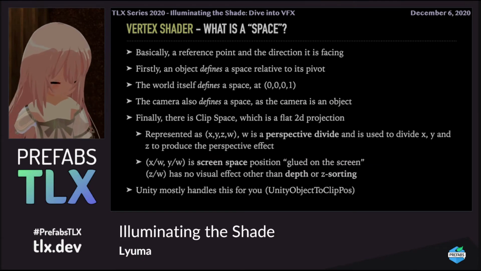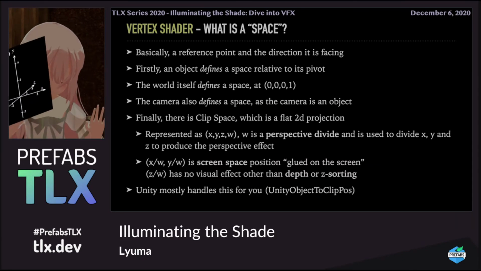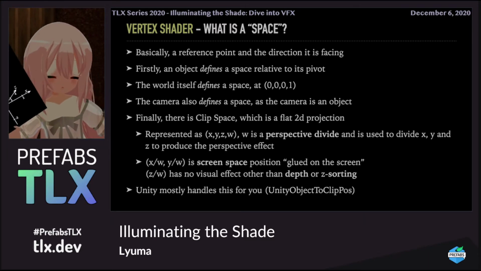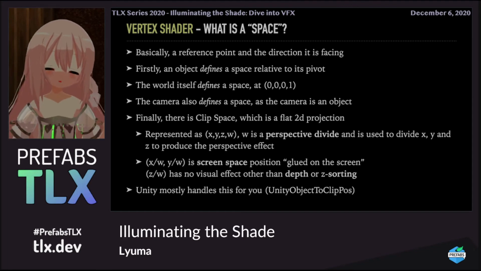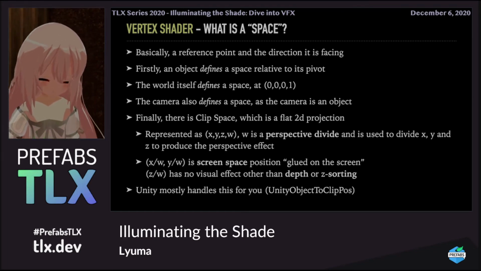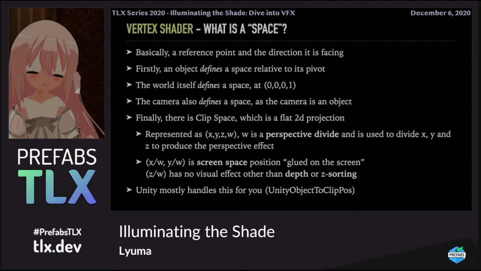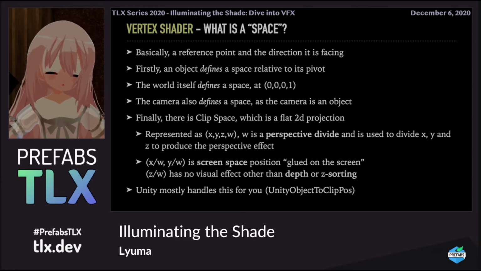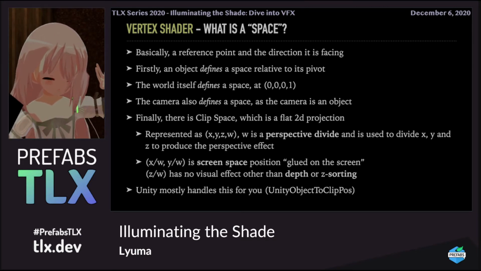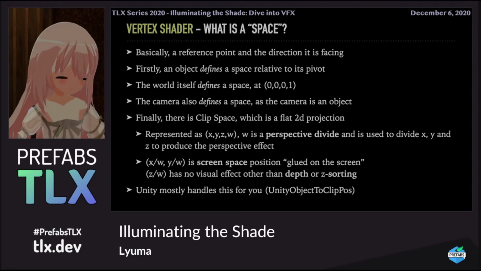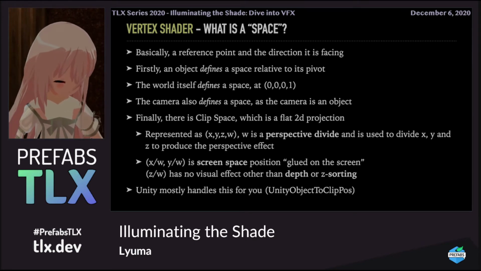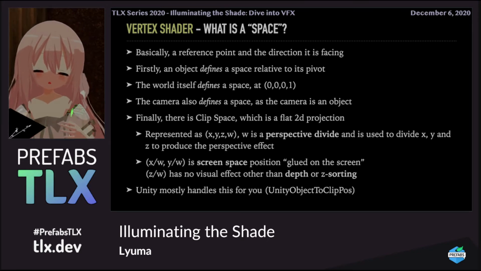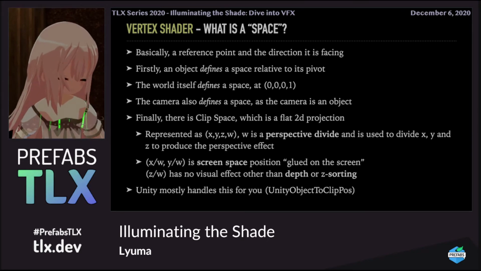Finally, there's clip space, which is a flat 2D projection. And clip space is a bit funny. It's represented as X, Y, Z, and W. The W is called a perspective divide, and the GPU will internally use that to divide X, Y, and Z to produce the perspective effect. The last space that's interesting is called screen space. Screen space is what you get when you take X divided by W and Y divided by W from whatever you get in clip position. Anyway, this is all a bit technical, but just remember there are different spaces, different reference points for your object to be in.